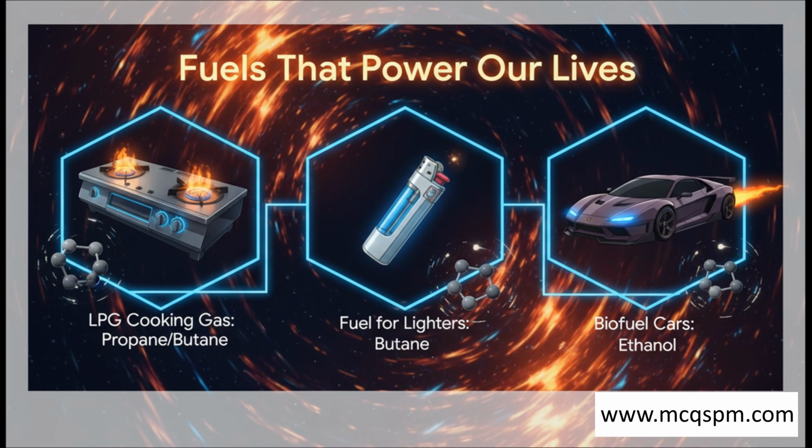And what about fuels? Well, the key thing here is that all that energy is packed into the chemical bonds, mostly between carbon and hydrogen. Because alkanes and alcohols have these simple, stable structures, when you burn them, those bonds break and release a ton of heat. And that heat, that's what powers our lighters, our cooking gas, and even our cars.